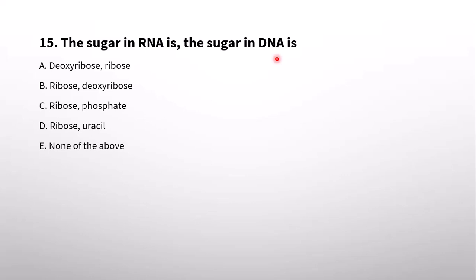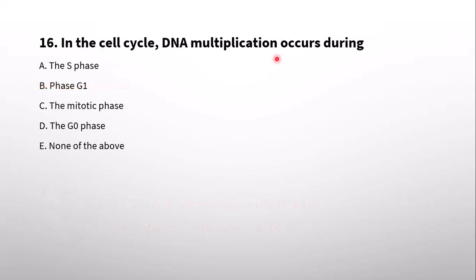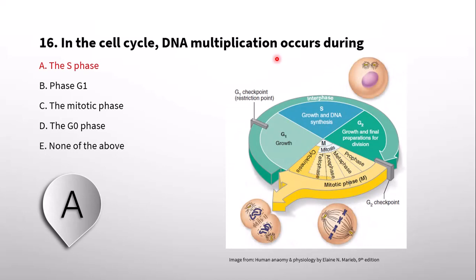15. The sugar in RNA is ribose, and the sugar in DNA is deoxyribose. Yeah. 16. In the cell cycle, DNA multiplication occurs during the S phase. Here we have a little diagram of the cell cycle. Very important to have an idea of this. We have our interphase, where there is DNA synthesis, and all of that happens in interphase where the cell is growing and synthesizing DNA. G1, G2, well, you know.